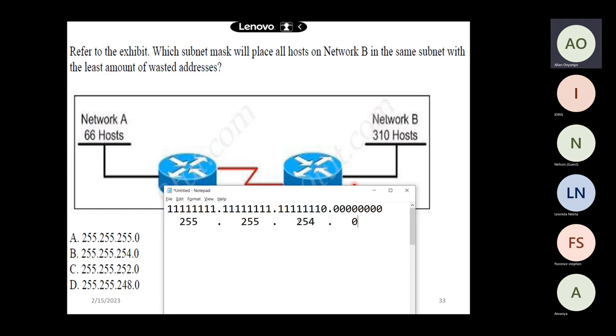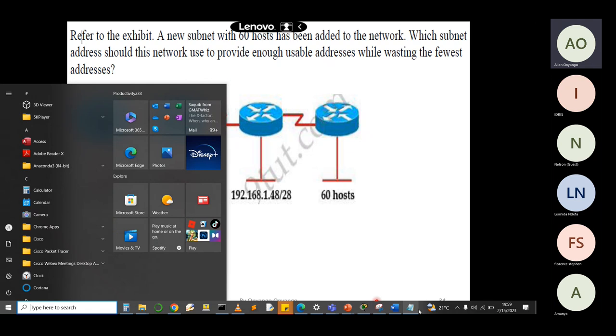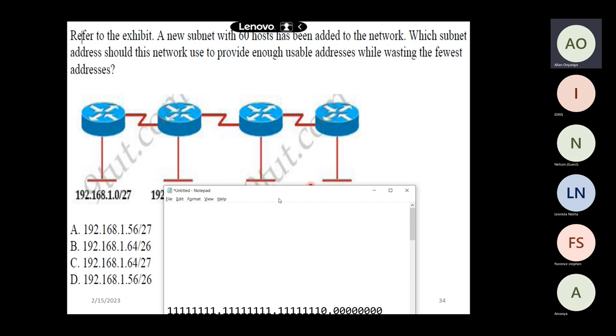Look at the last one here, before I give you assignment. You're told a new subnet with 60 hosts has been added to the network. Which subnet address should this network use to provide enough usable addresses while wasting fewest addresses? Same thing. We know that 128, 64, 32, 16, 8, 4, 2, and 1. We are talking about 60 hosts, which is the new network that has been introduced here. We know that 60 falls between 32 and 64.